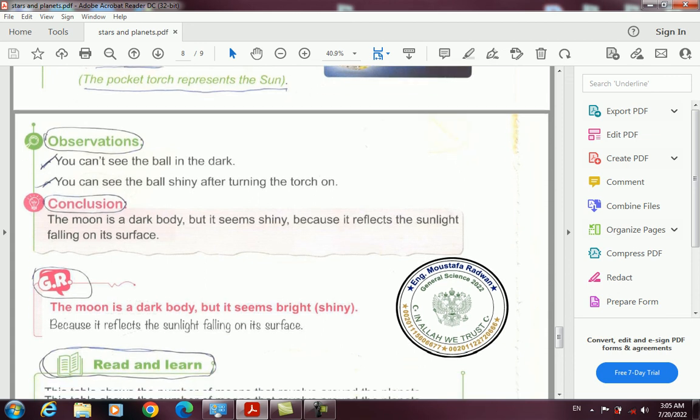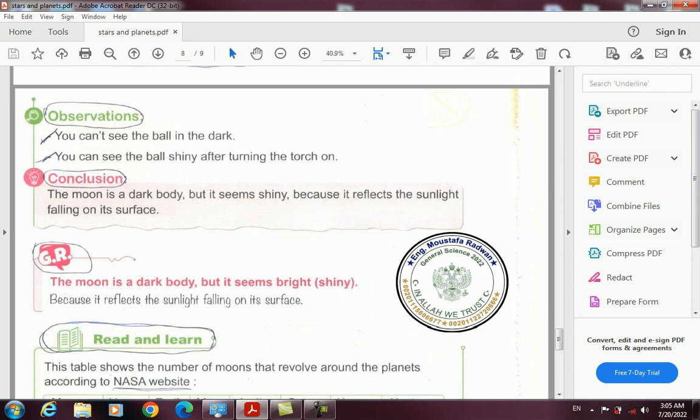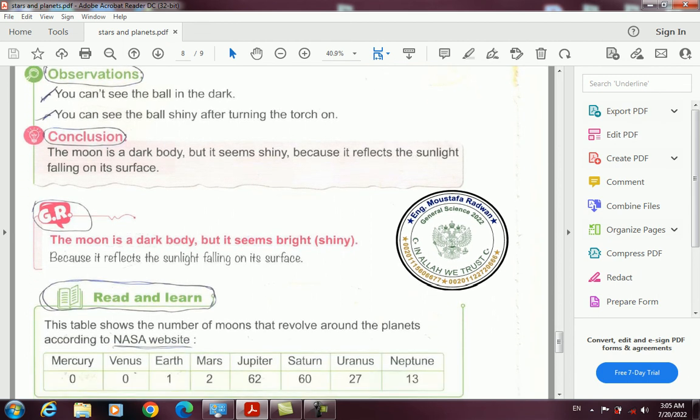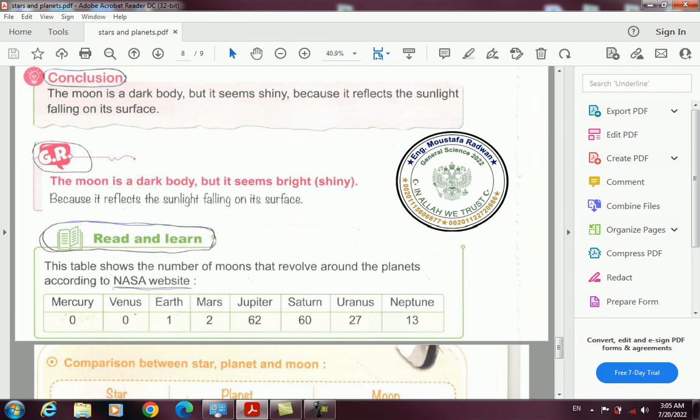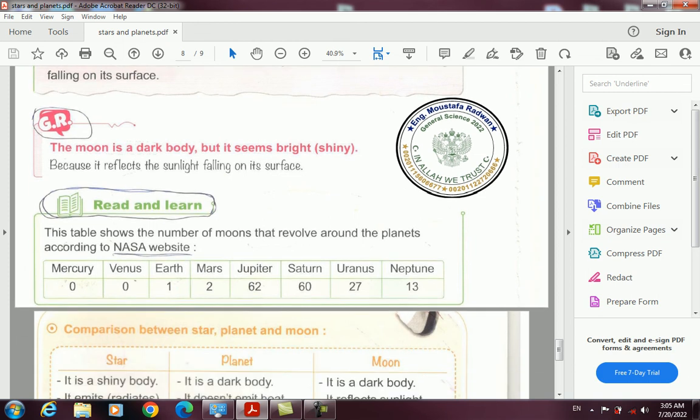And for more interesting stuff, you can read and learn more. This little table shows the number of moons that revolve around the planets according to the NASA website. You can go to the website if you like. NASA did lots of research and discoveries, and they found the following about the moons of each planet.